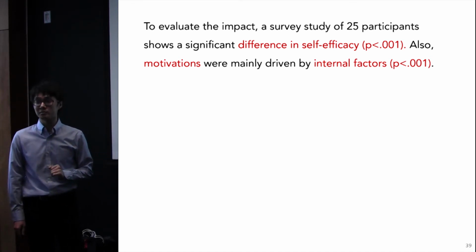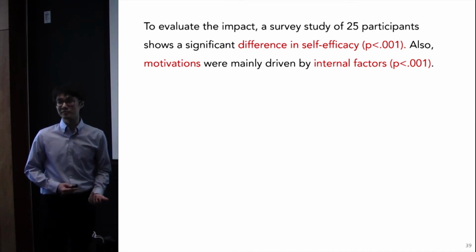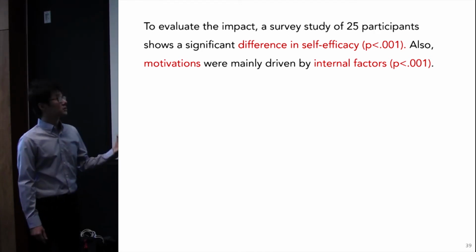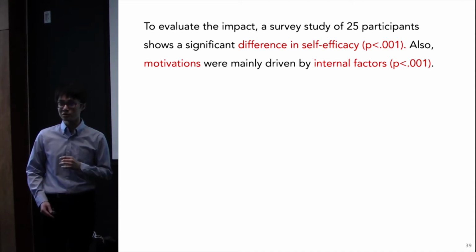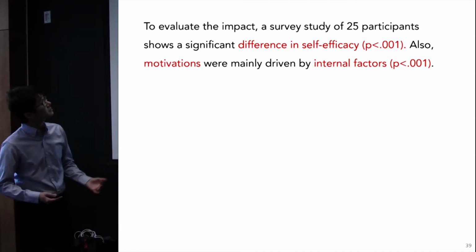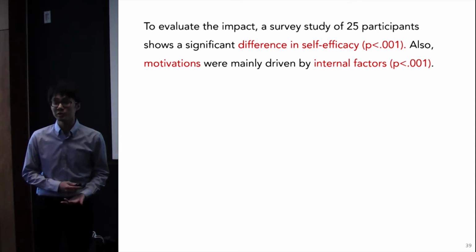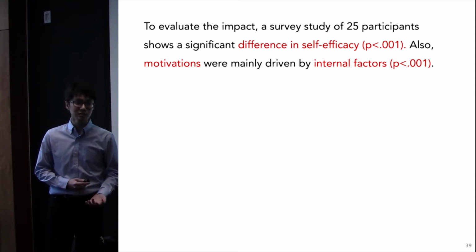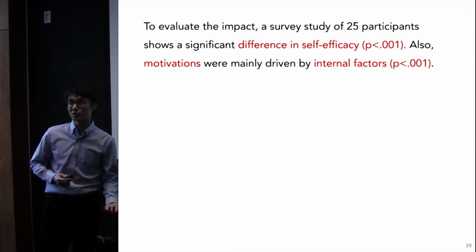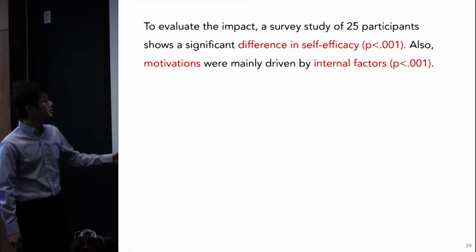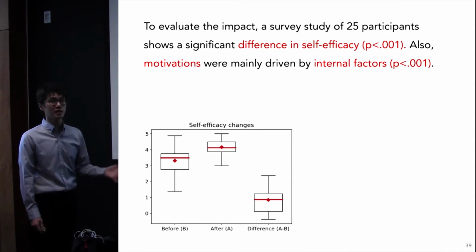After I deployed the system, I did a study to understand the impact of the system. It's a survey study. The survey tool was developed by the Cornell Lab of Ornithology. It's a validated tool. We measure 2 things. One is self-efficacy, and the other is motivation. Self-efficacy means whether the community is confident that they can achieve the goal. Here is the result. We found increases in self-efficacy of about 1 Likert scale point.